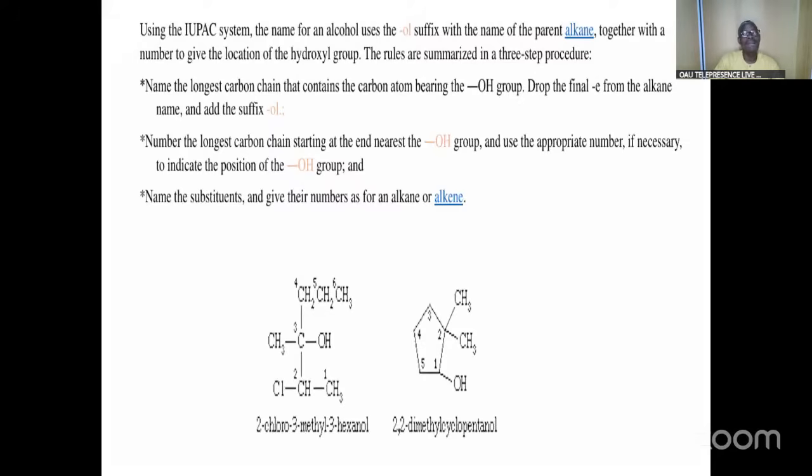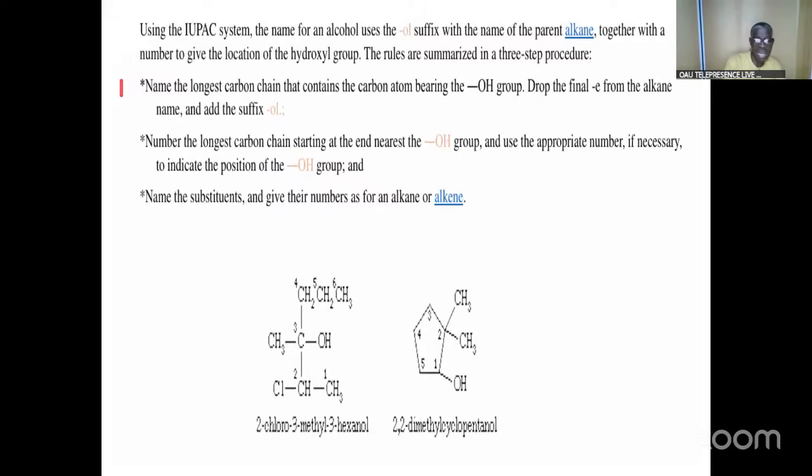The first one here: you have to name the longest carbon chain that contains the carbon atom bearing the OH group, and then drop the final E from the alkane name and add the suffix OL.